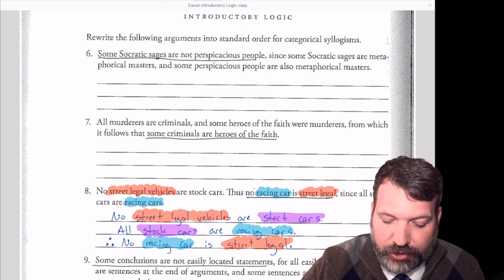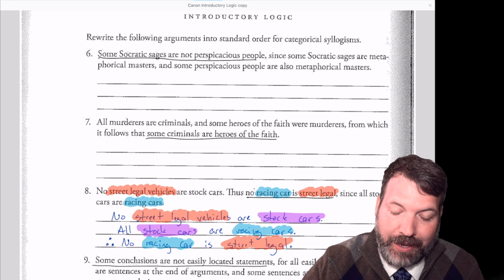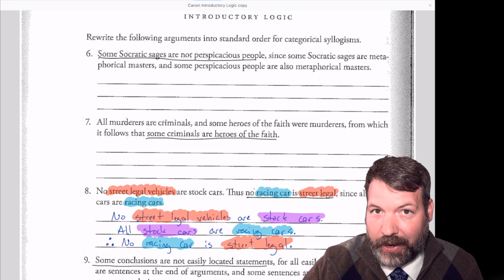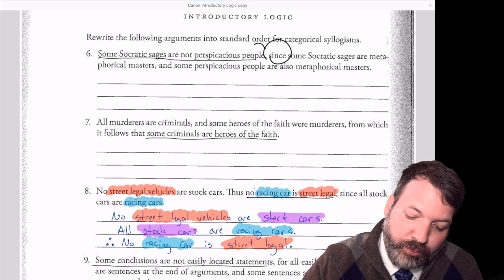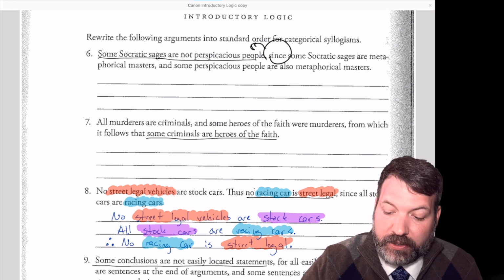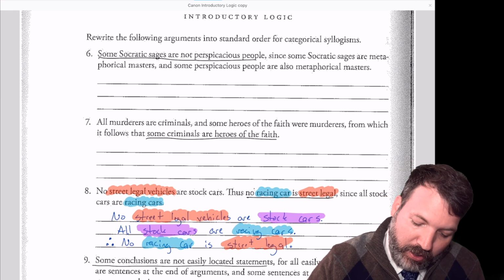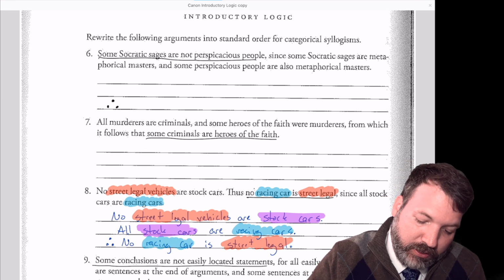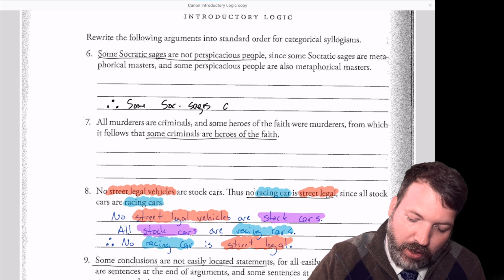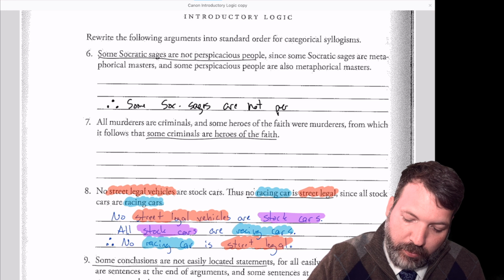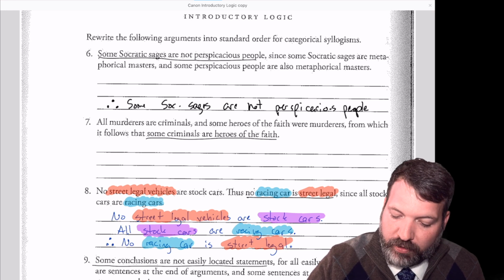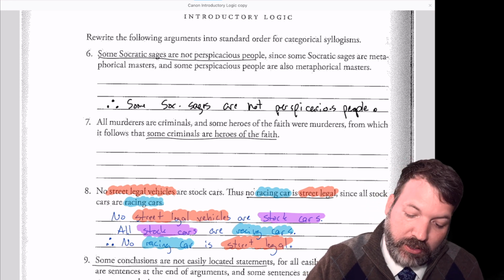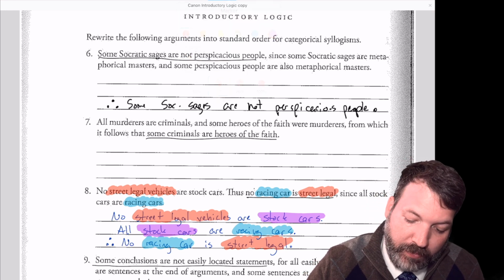Some Socratic sages are not perspicacious people since, so there's our premise indicator, but remember, whatever follows a premise indicator is a premise. Whatever precedes a premise indicator is usually a conclusion. So I think the conclusion here is going to be some Socratic sages are not perspicacious people. I may need to abbreviate some of the rest of these so that you're not just sitting here staring at me write stuff.